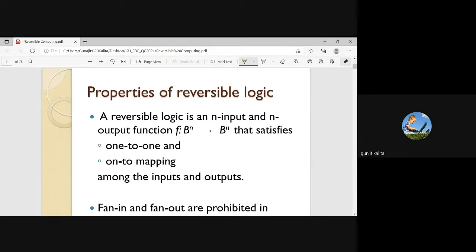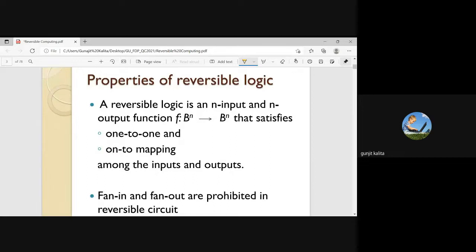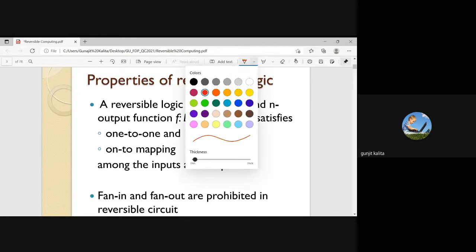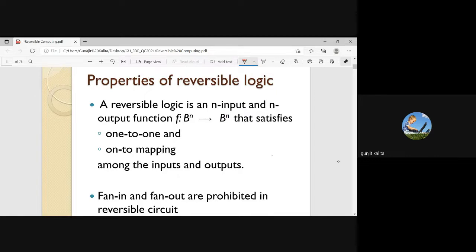Now, the property of reversible logic. A reversible logic is an input and output function. In the irreversible case, there are n inputs and one output, so this function will be irreversible in nature.